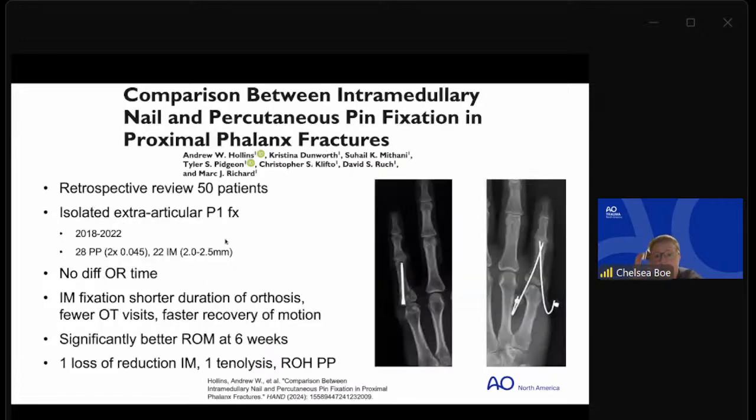And another comparative study specifically looking at intramedullary screw compared to K-wires. In this study, they didn't find the same difference in OR time because K-wire can be fairly quick as well. But they did find with the intramedullary screw, there was a shorter duration of orthosis use, fewer hand therapy visits, and faster recovery of motion. And that was, again, matched for fracture patterns and similar rates of complications with both techniques.